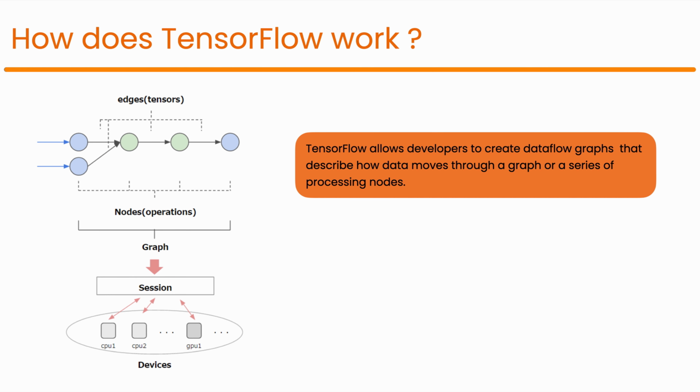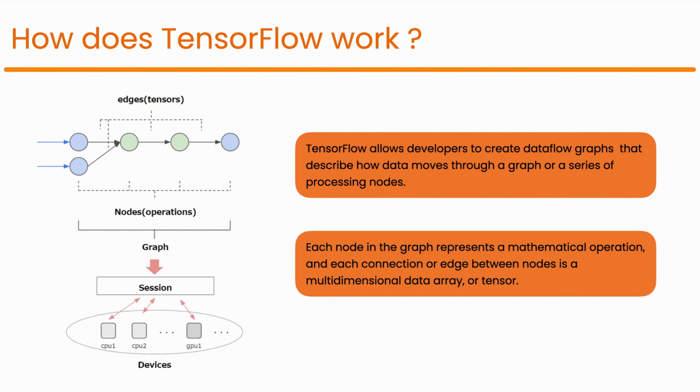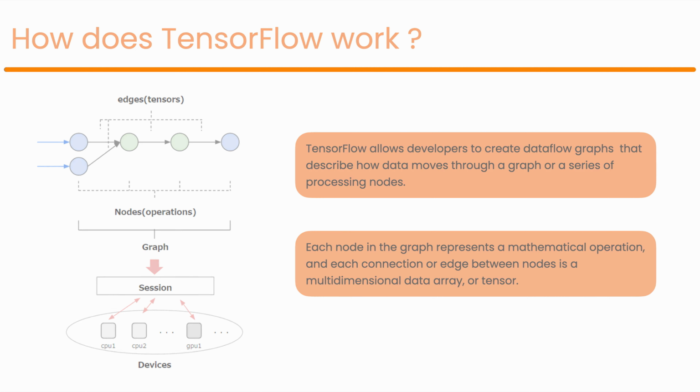How does TensorFlow work? TensorFlow allows developers to create data flow graphs that describe how data moves through a graph or a series of processing nodes. Each node in the graph represents a mathematical operation, and each connection or edge between the nodes is a multi-dimensional data array or tensor. TensorFlow provides all of this to the programmer through the Python language. Python is easy to learn and work with, and also provides convenient ways to express how high-level abstractions can be coupled together. Nodes and tensors in TensorFlow are Python objects, and TensorFlow applications are themselves Python applications.